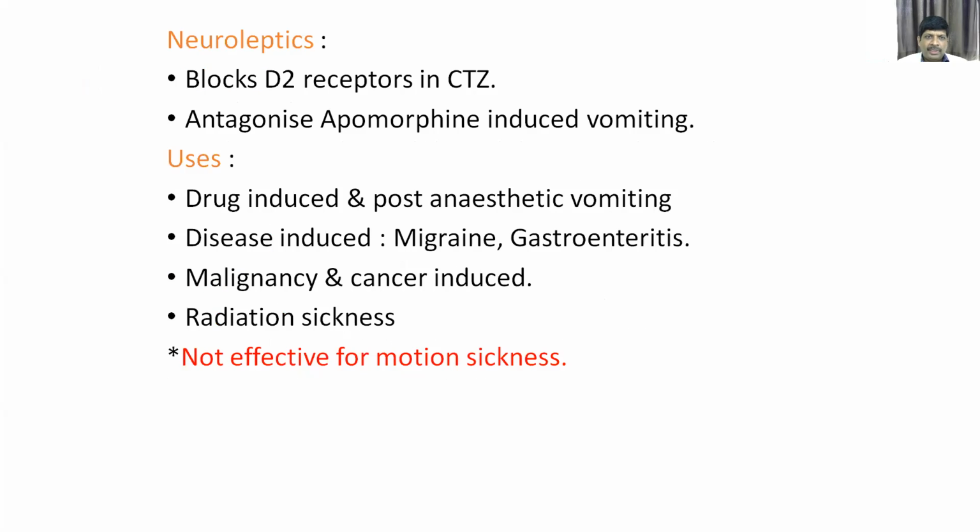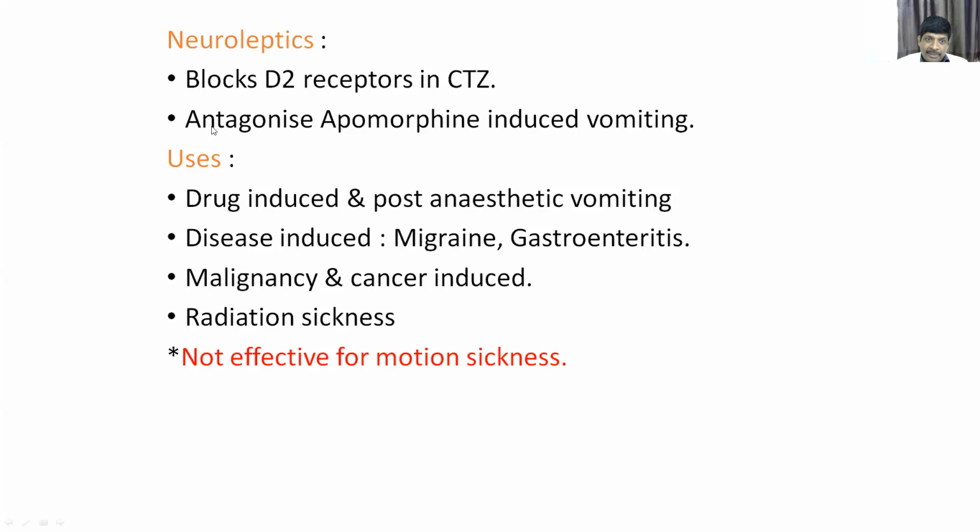Next, we have neuroleptics. We have studied this group in detail in CNS. It blocks the D2 receptor in the chemoreceptor trigger zone. By inhibiting those receptors, it inhibits the chemoreceptor trigger zone, and thus vomiting is antagonized.